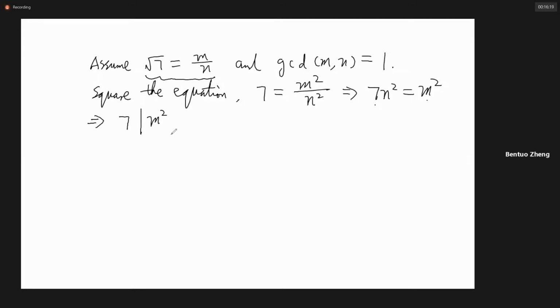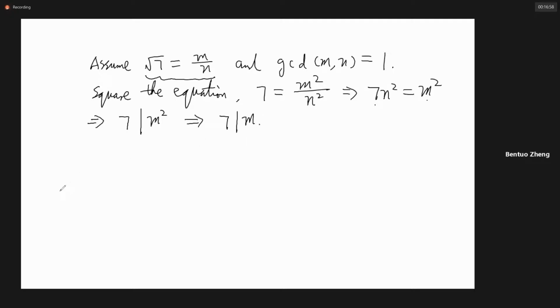All right, now we need to recall a lemma for the divisibility of prime numbers. 7 is a prime number, and 7 divides m squared. That is, 7 divides m times m. And the lemma tells us if a prime number divides the product of two integers, then this prime number must divide one of these components. So this implies actually 7 has to divide m.